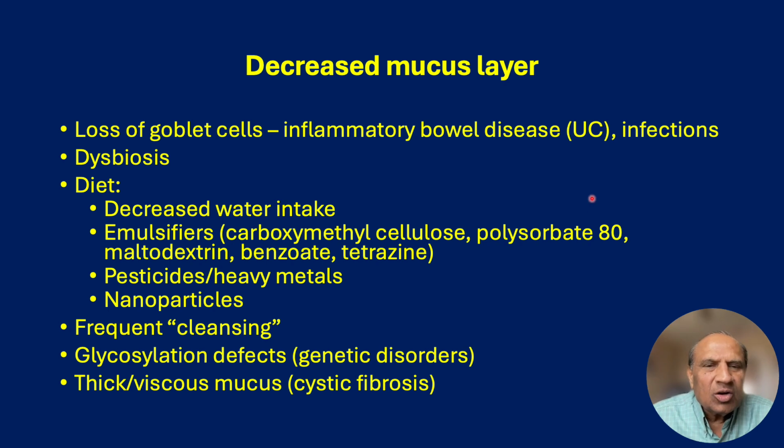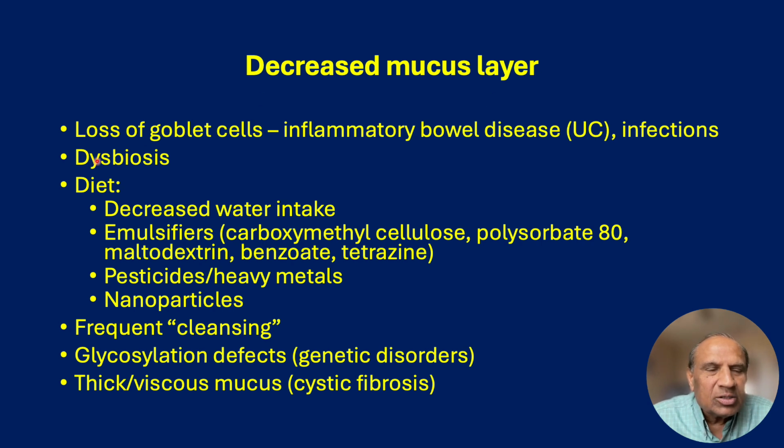So what are the causes of this decreased mucus layer? Eventually, a decreased mucus layer will cause increased intestinal permeability. So the first thing is loss of goblet cells, the cells that make the mucus. These are damaged or dead in case of intestinal infections or any kind of inflammatory bowel disease like ulcerative colitis or Crohn's disease.